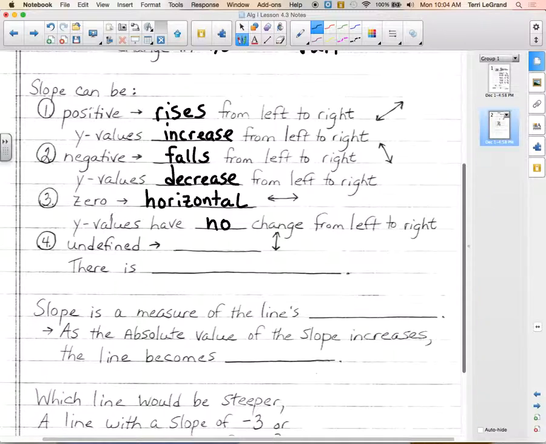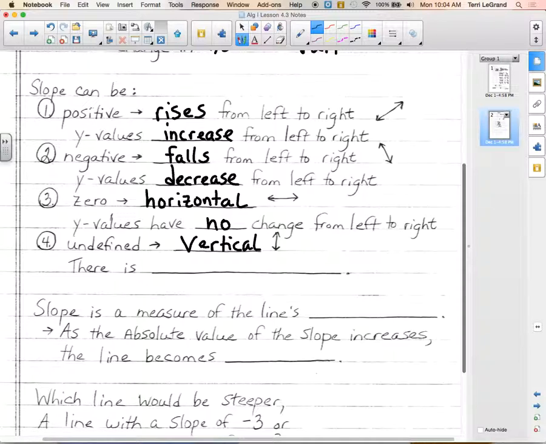Okay, what kind of line has an undefined slope? What kind of line goes straight up and down? A vertical line. So when we have a vertical line, we have an undefined slope. It's really important that right now you understand undefined does not mean the same thing as zero. Zero slope means as you move from left to right across the line, the y values do not have any change at all. They stay the same. Undefined does not mean the same thing.